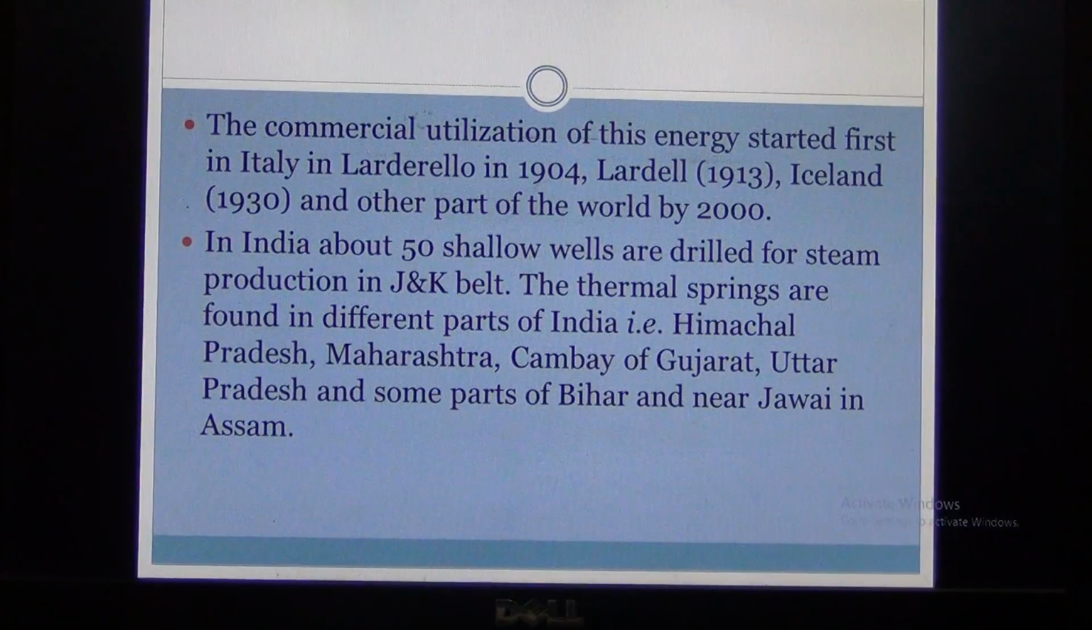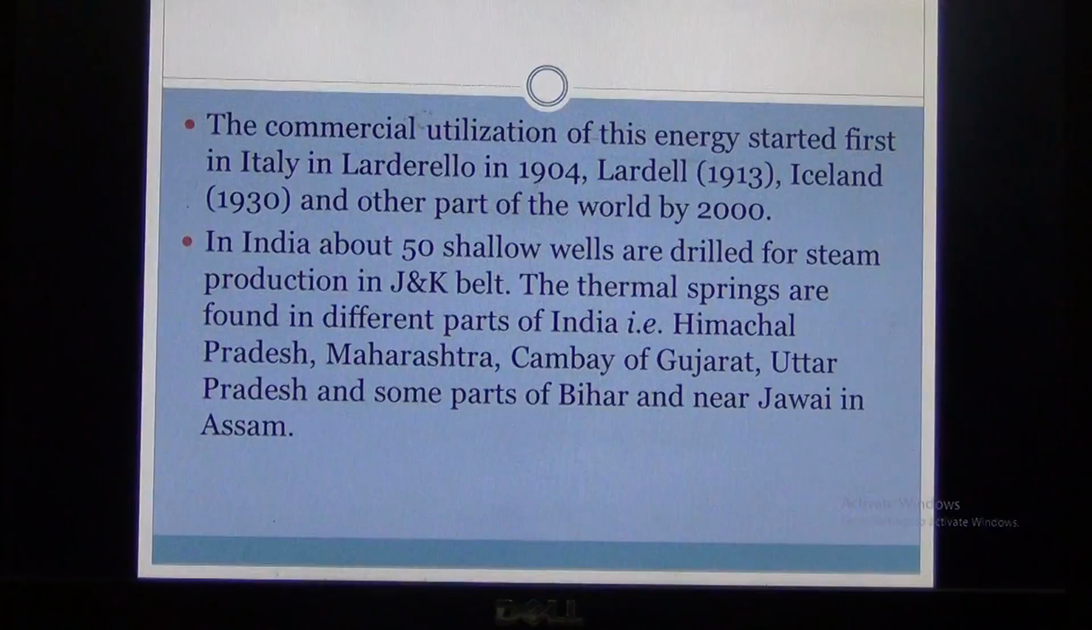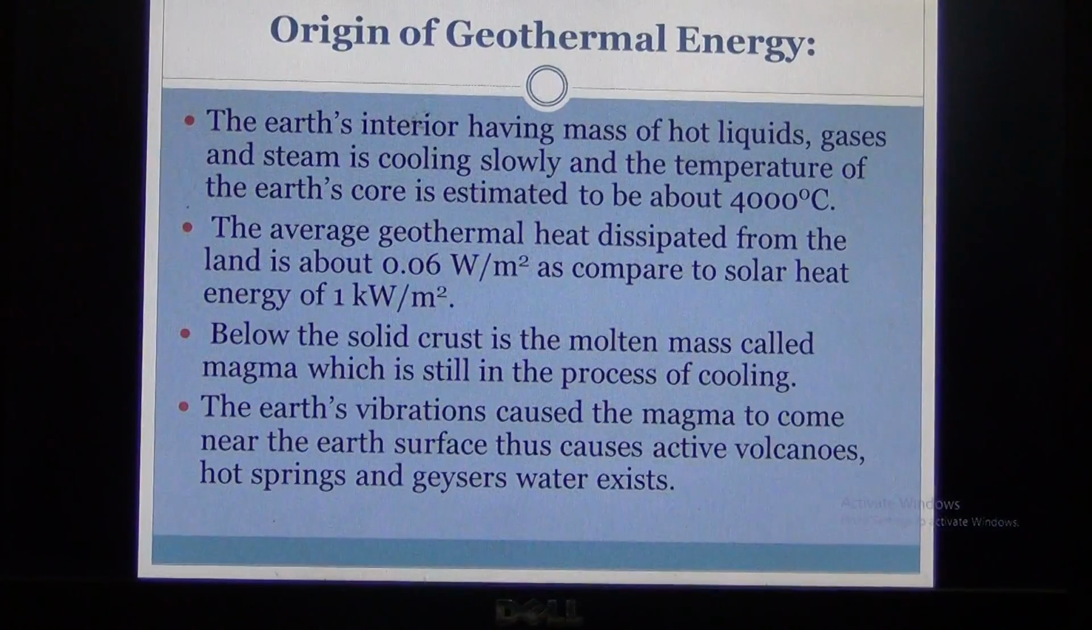In India, about 50 shallow wells are drilled for steam production in the Jammu and Kashmir belt. The thermal springs are found in different parts of India, that is Himachal Pradesh, Maharashtra, Cambay of Gujarat, Uttar Pradesh, some parts of Bihar and near Jorhat in Assam.